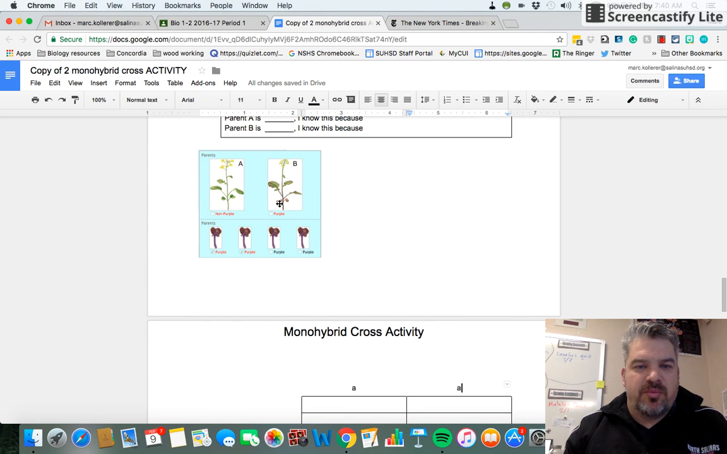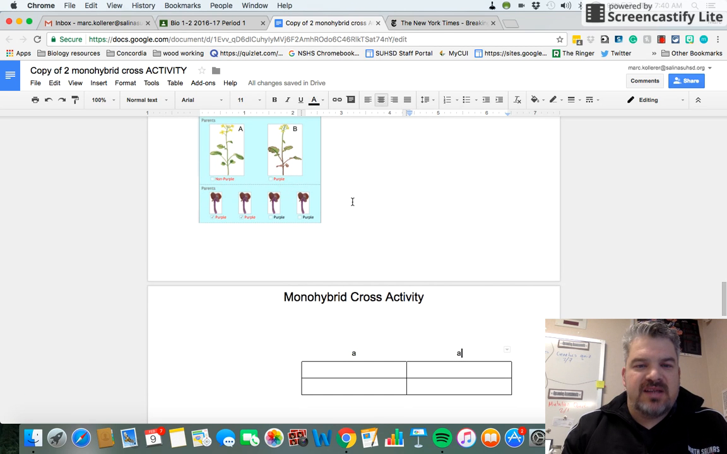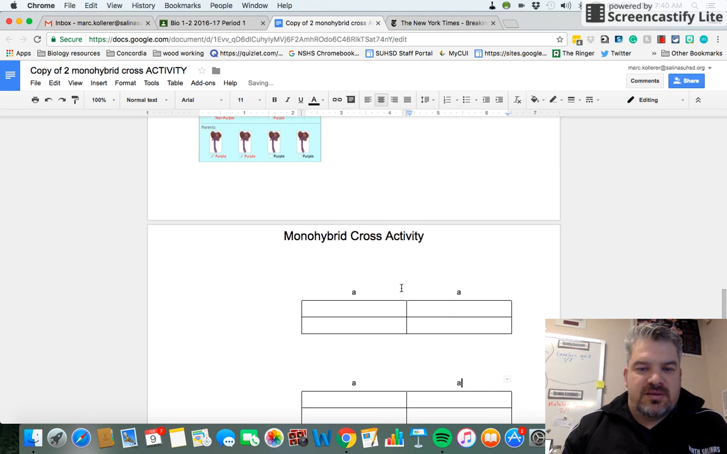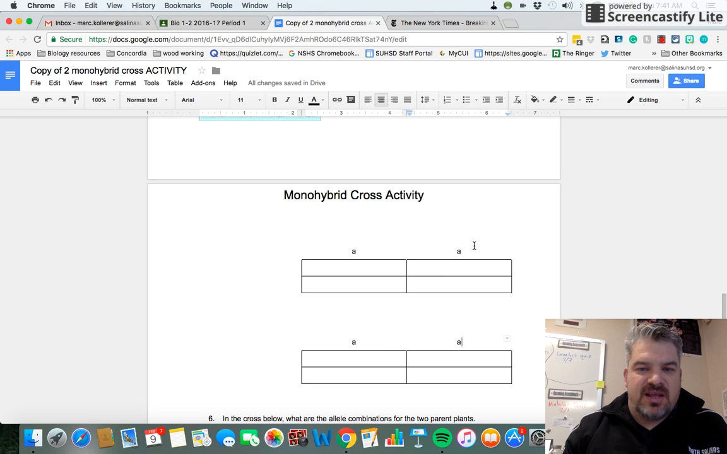Plant B, however, is purple, and I know that there are two possible genotypes for a purple plant. It could be big A, big A, or it could be big A, little a. So because I have two possibilities, I need two Punnett squares. So here I have my two Punnett squares. They both have little a because that's the non-purple parent. Then over here, I'm going to put the purple parent. One possibility is that it could be big A, big A. The other possibility is that it could be big A, little a.